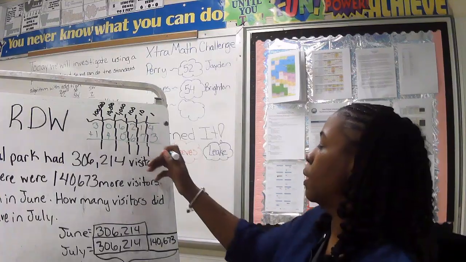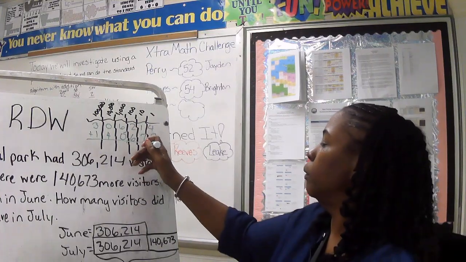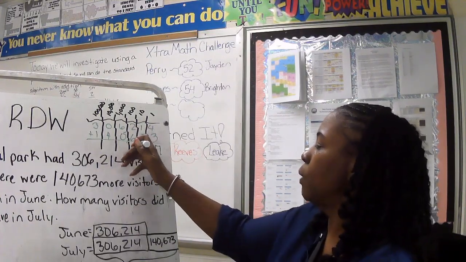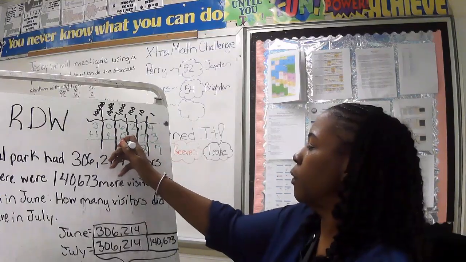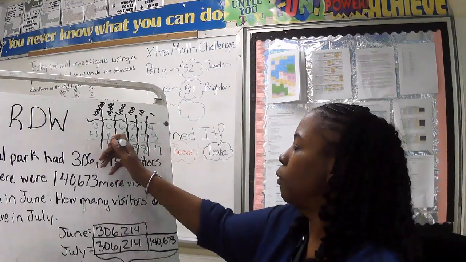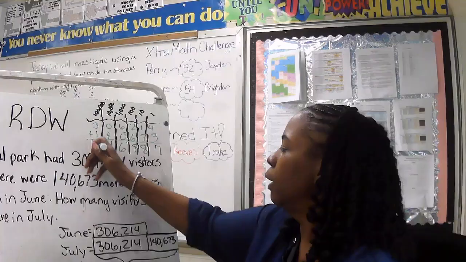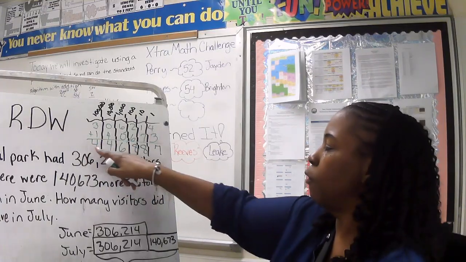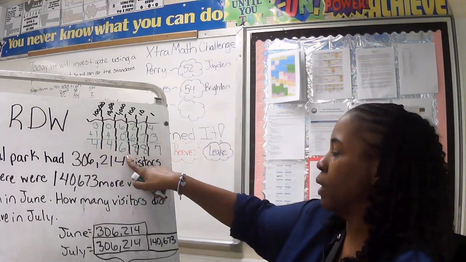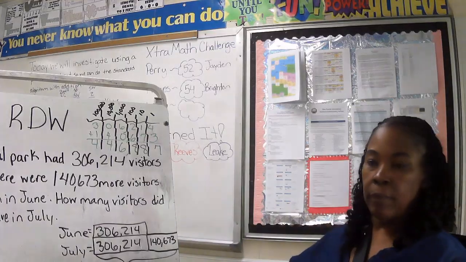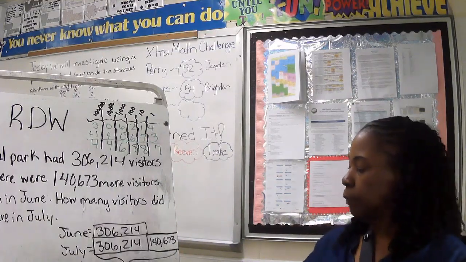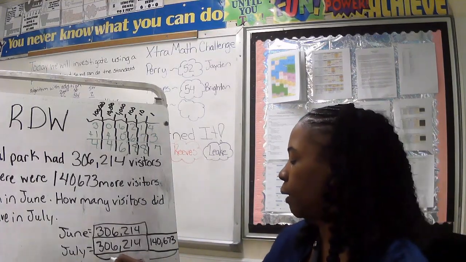Okay, 4 plus 3 is 7. 7 plus 1 is 8. 6 plus 2 is 8. 6 plus 0 is 6. 0 plus 4 is 4. 3 plus 1 is 4. And I put my comma there, so I have 446,887. And that will be my answer for July here.